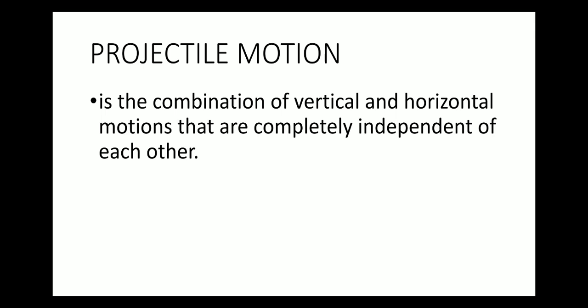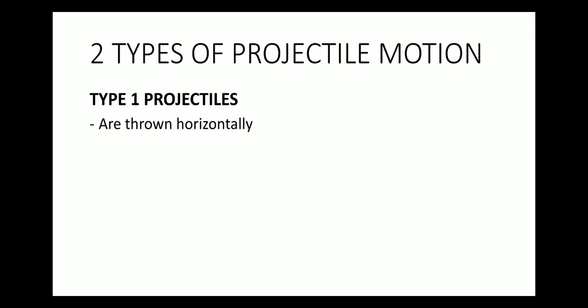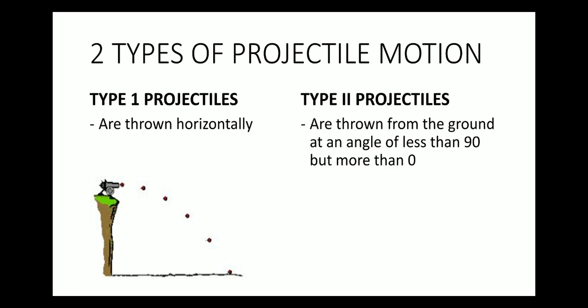So this is the reason why we review vertical and horizontal motion, because projectile motion is the combination of the two. So there are two types of projectile motion. Number one is type 1 projectiles, or in some books it is called projectile 1. They are thrown horizontally. So example. And then type 2 projectiles are thrown from the ground at an angle of less than 90 degrees but more than 0 degrees. Sorry, I didn't put the degree sign, but it has a degree sign. So example is this one.